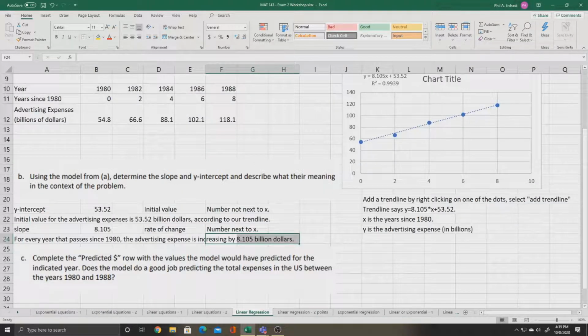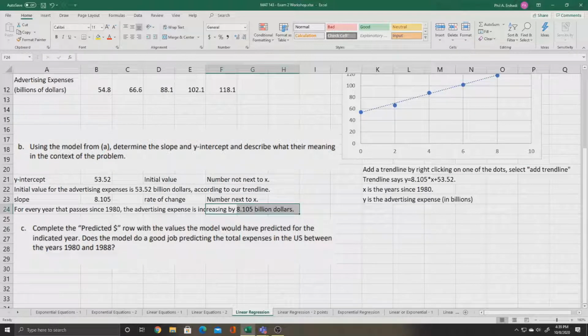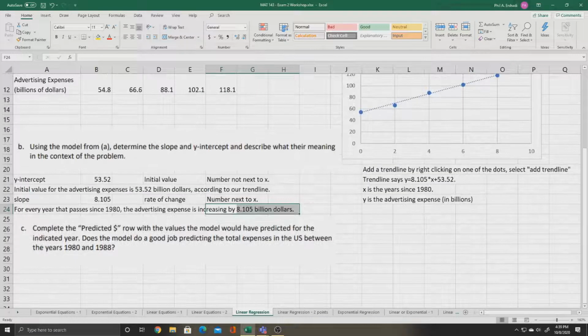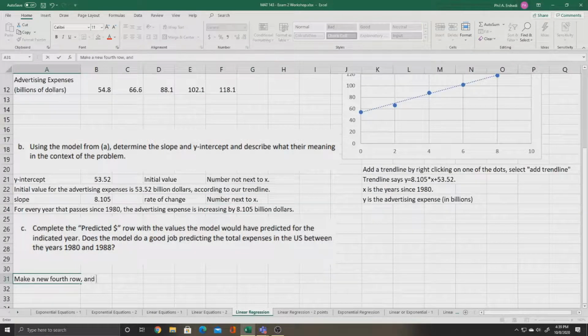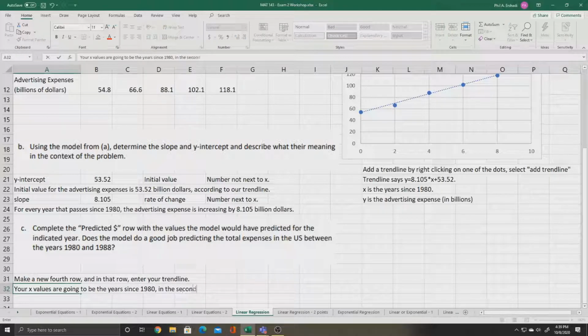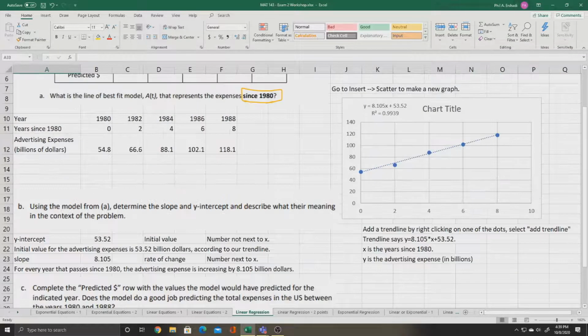All right, now we're asked to complete a prediction row that indicates what our trend line would predict. To do this, we are going to go below the advertising expenses and make a fourth row. And in that row, enter your trend line. Your x values are going to be the years since 1980 in the second row. Because remember, when we made our scatter, it was the years since 1980 that we based it on, not the year itself. So when we make our predictions, we have to make them based on this row.